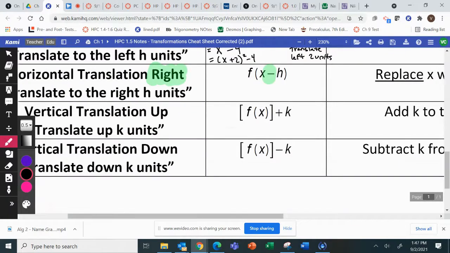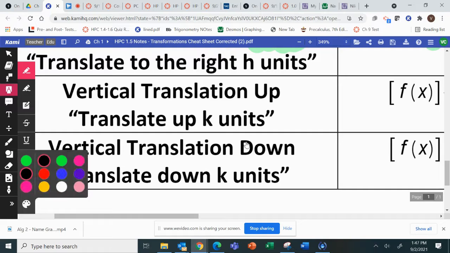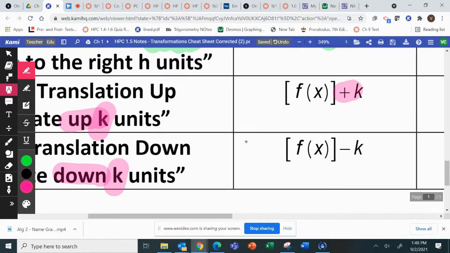All right, then finally we have vertical translation, either up or down, the k units. Up k, down k. You can see that these match exactly with what I'm saying. If it's up, it's plus. If it's down, it's minus. You'll see that it goes outside of the entire function.